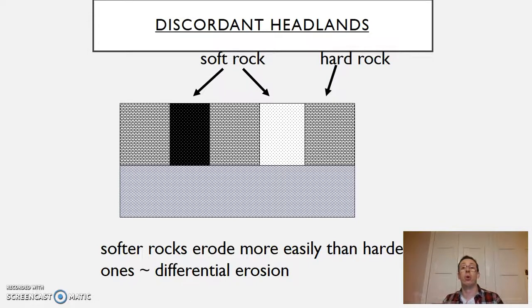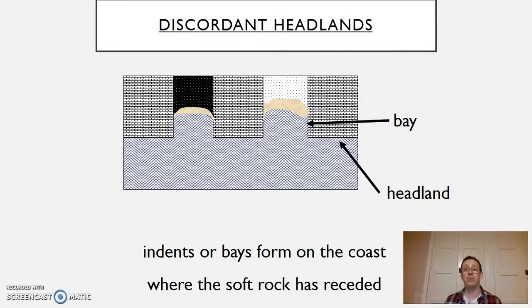And again, in both of these contexts, remember, we need to bring in all of our erosional processes. We need to explain them all out fully. As our soft rock gets eroded back, we're going to see it forming large indents in the coastline, and those are our bays. The headlands are going to be standing out proud into the sea, and those are our headlands, our areas of hard rock.